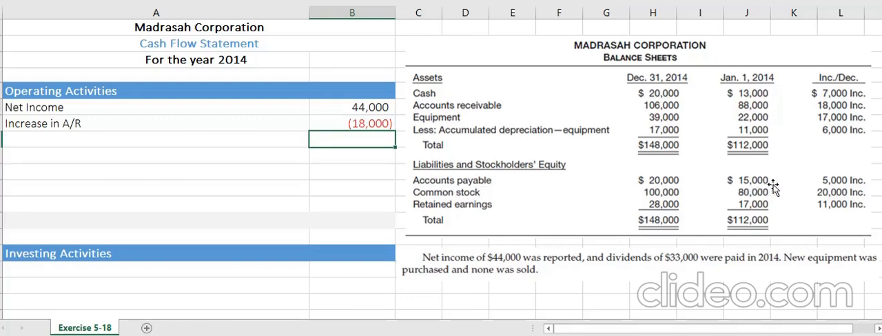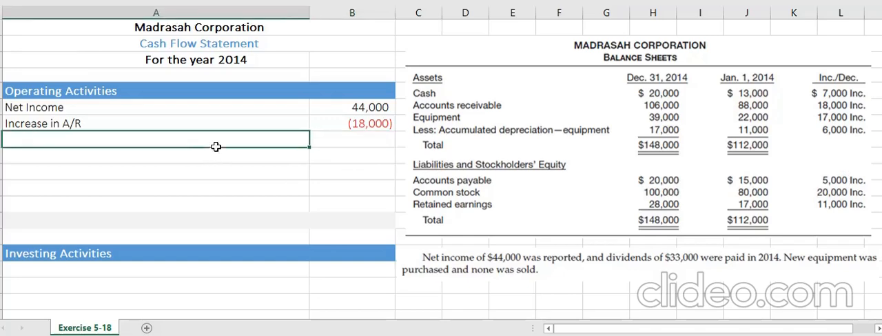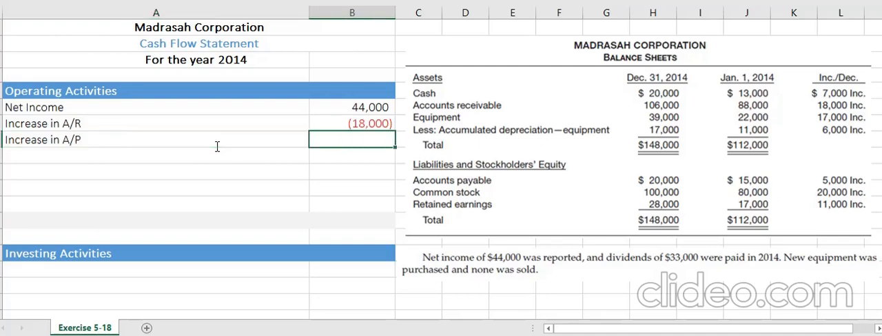Yes, account payable was $15,000 at the start, and it ended with an increase of $5,000, and ended on $20,000. So we have an increase in the liability, or account payable. So we have experienced an increase in the account payable of the company. An increase in a liability is a cash inflow, okay, you know that.